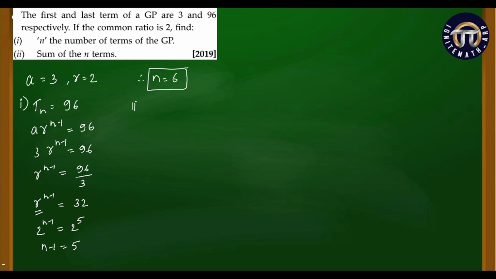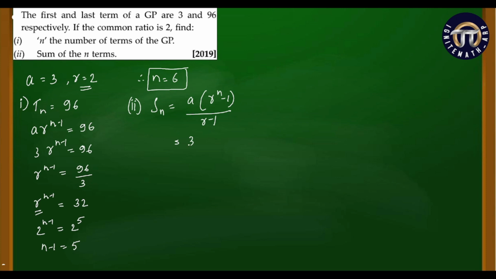So in the second sub question, what is asked over there? Sum of n terms. Okay, so Sn is equal to, so here r is what? It is greater than 2, so Sn is equal to a into r to the power of n minus 1 divided by r minus 1. Clear, children? So I'm supposed to substitute the values over here.